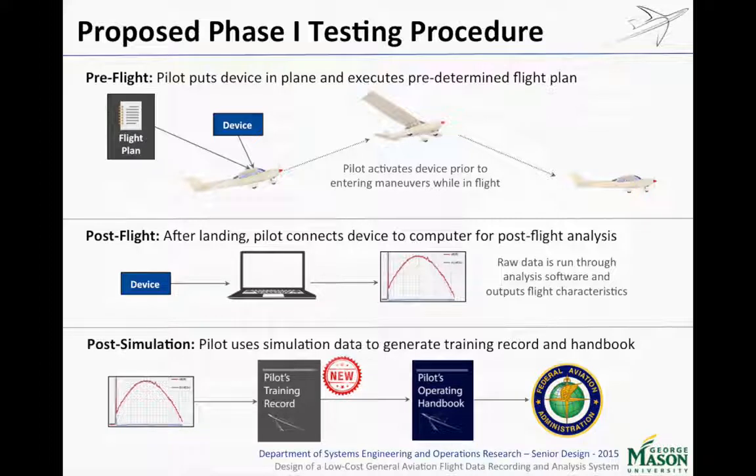Additionally, there's a device that would go into their aircraft that would automate the process of monitoring aircraft measurements, acceleration and velocity, for instance. When the pilot comes down from these flights, they hook the device up to a computer running the software that would be part of this system, and the software analyzes the raw data from the device and begins to determine the aircraft characteristics over the course of them flying all of their flight plans.